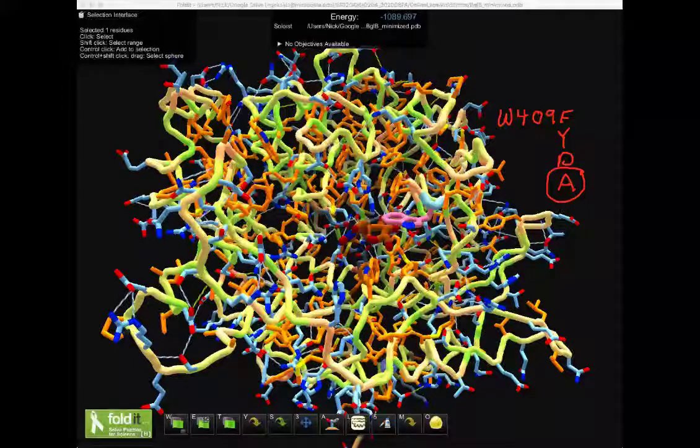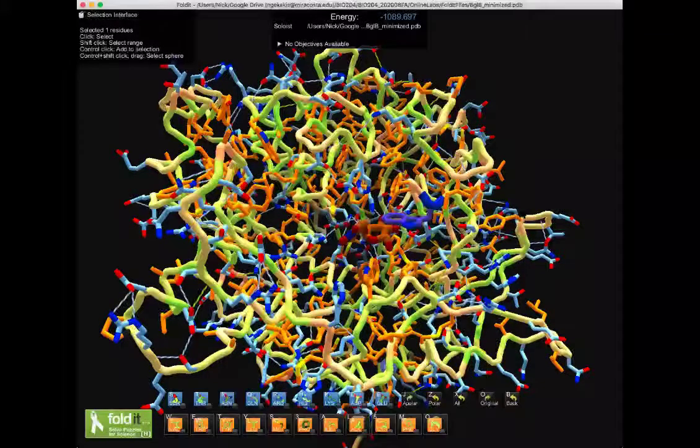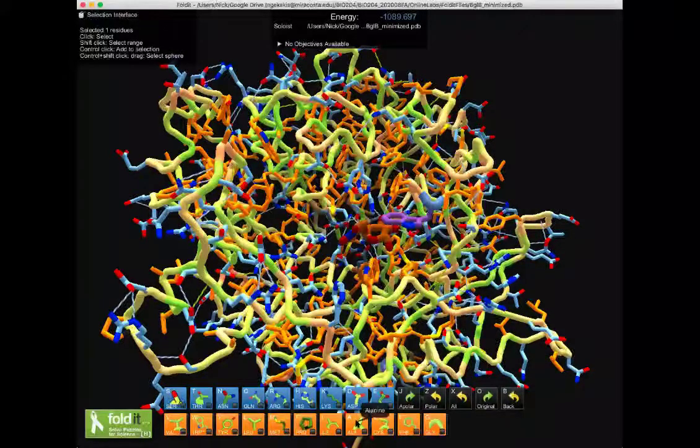Remember how to make the substitution. Again, we've done all this before, but note the energy score there. And now that I have tryptophan highlighted, I'm going to go ahead and call up the mutation window, and I'm going to select alanine.